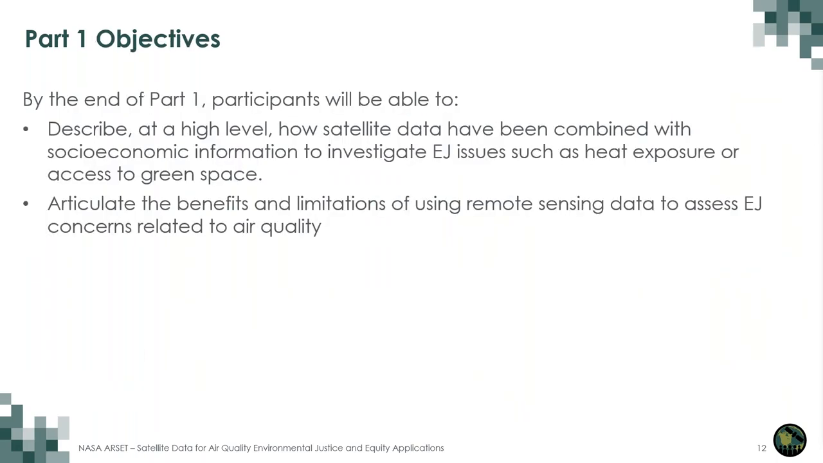By the end of part one, you'll be able to describe, at least in a general way, how satellite data have been combined with socioeconomic information to investigate environmental justice issues, including heat exposure, light exposure, access to green space, and air pollution exposure, to name a few. You'll also be able to describe the benefits and the limitations that satellite remote sensing data have with respect to their application to investigating environmental justice issues.